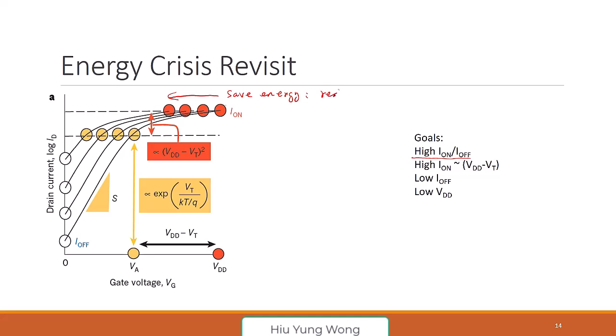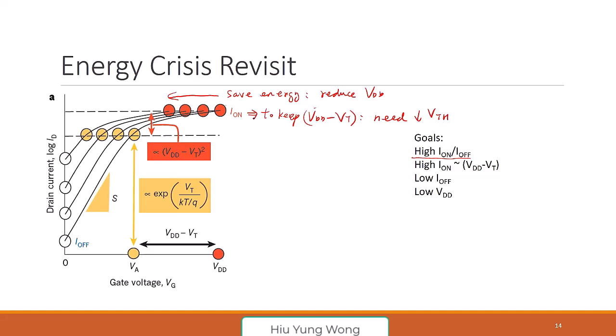I want to reduce VDD. Okay, you reduce VDD, that's great. But if I still want to keep the same amount of, and then to keep VDD minus VT, I need to reduce VTH, right?